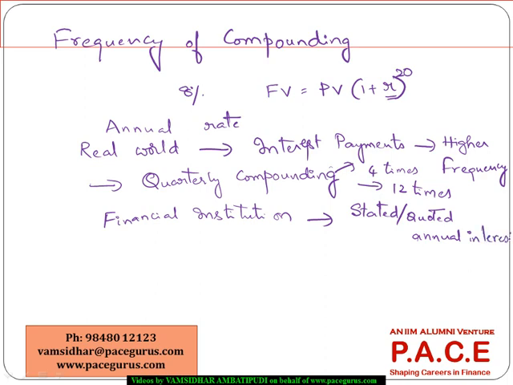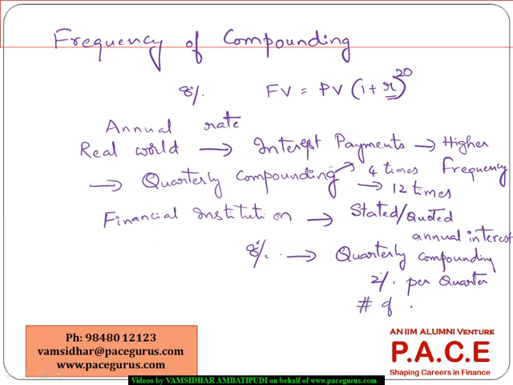Irrespective of the frequency of compounding, whatever they quote is the annual interest rate. So probably if they are saying 8% is the stated or the quoted rate, if they are doing it as a quarterly compounding, then the interest rate becomes 2% per quarter. So the compounding becomes 2% per quarter, and number of quarters is n. Number of quarters will become 4.